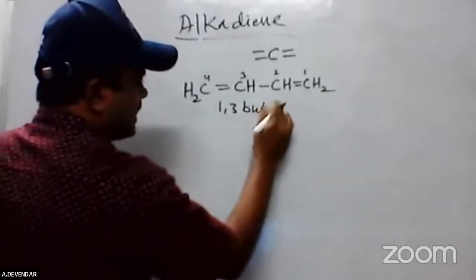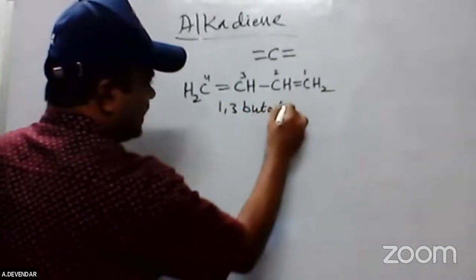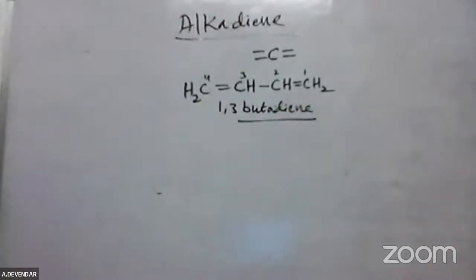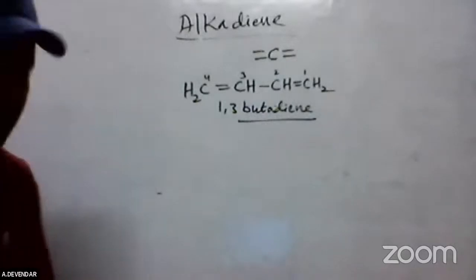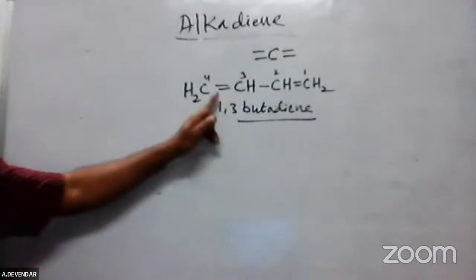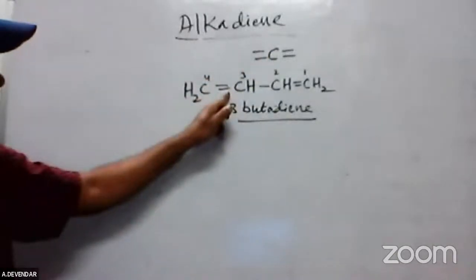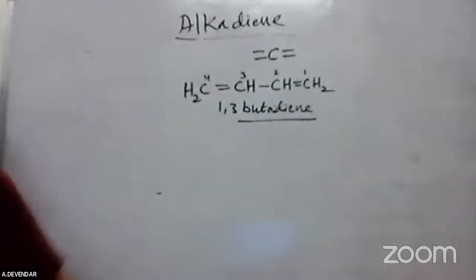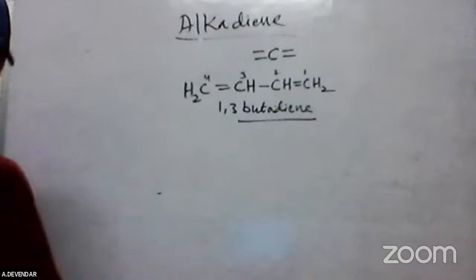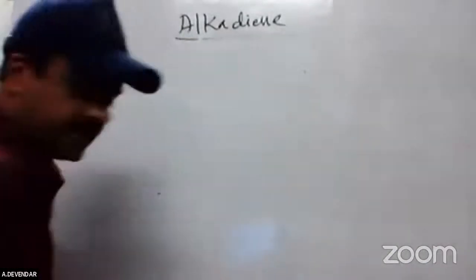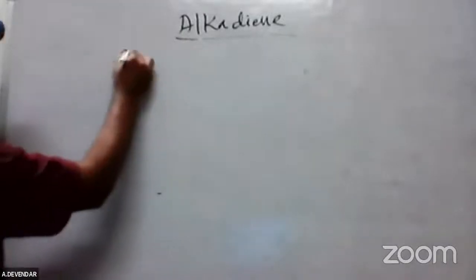1,3-butadiene is the first family member of the alkadiene series. 1,3-butadiene is a very, very important one. We use this structure because it consists of two double bonds. This is 1,3-butadiene; it is called an alkadiene. Now these alkadienes are classified into three categories.